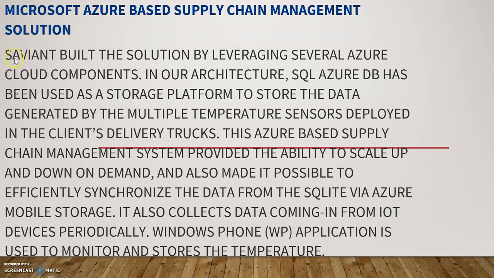The solution was built by leveraging several Azure cloud components. In our architecture, SQL Azure DB has been used as a storage platform to store the data generated by the multiple temperature sensors deployed in the client's delivery trucks. This Azure-based supply chain management system provided the ability to scale up and down on demand and also made it possible to efficiently synchronize the data from the local SQLite by Azure mobile storage. It also collects data coming in from IoT devices periodically. A Windows Phone application is used to monitor and show the temperature.